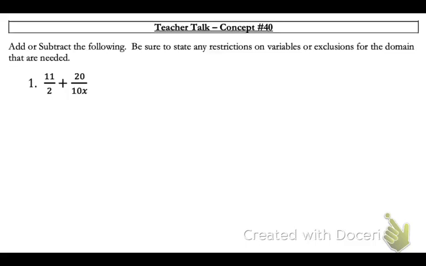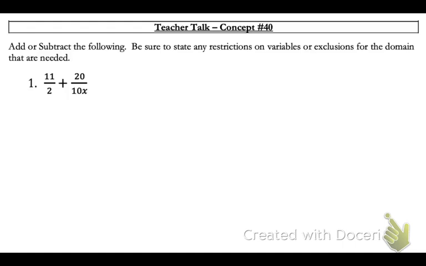So on these examples, it's important to remember that when you're adding or subtracting fractions, you have to have a common denominator. So the first thing I'm going to do is look at what I need in both. In the first one we have a 2 in the bottom, so we're going to need a 2 in the bottom in the second one.